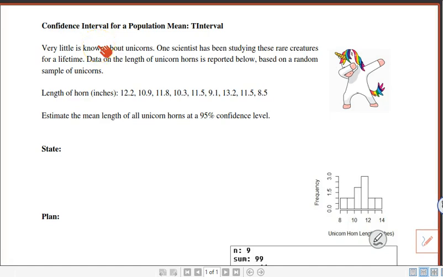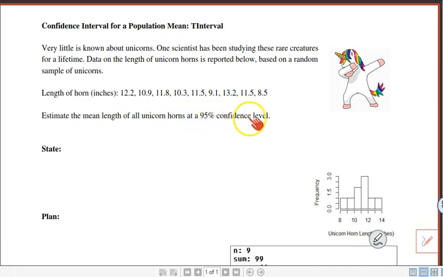In this video, we're going to construct a confidence interval for a population mean. The context here is kind of silly. It's about unicorns. We have a scientist who's been studying unicorns, and we have data on the length of unicorn horns reported below. So we have the length of unicorn horns for 9 different unicorns, and the units are inches.